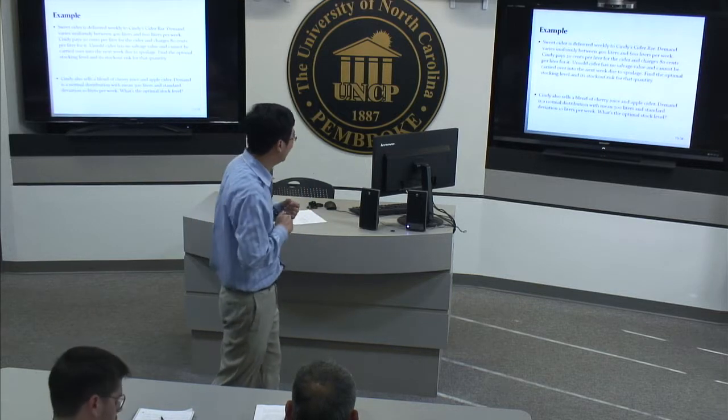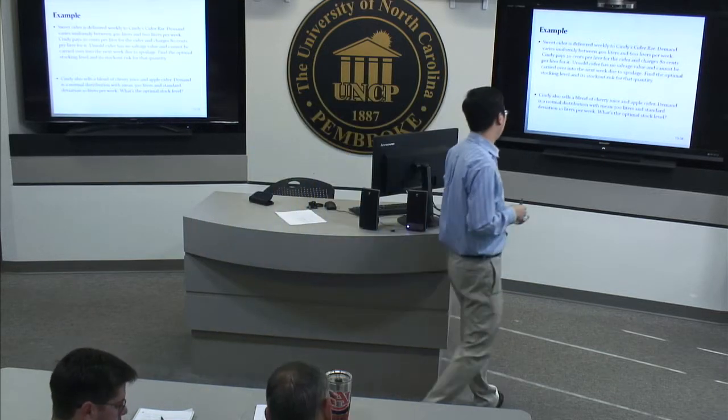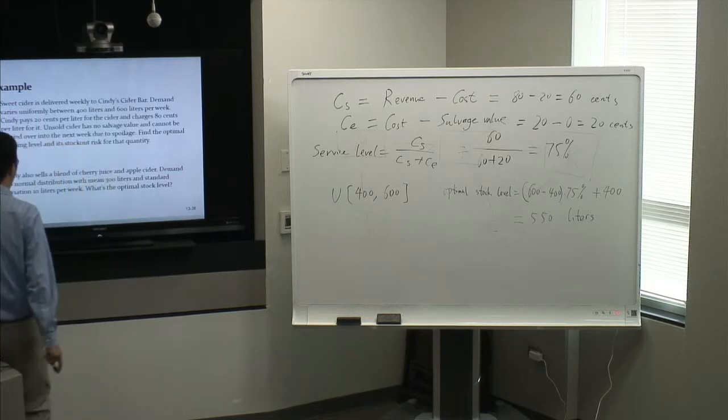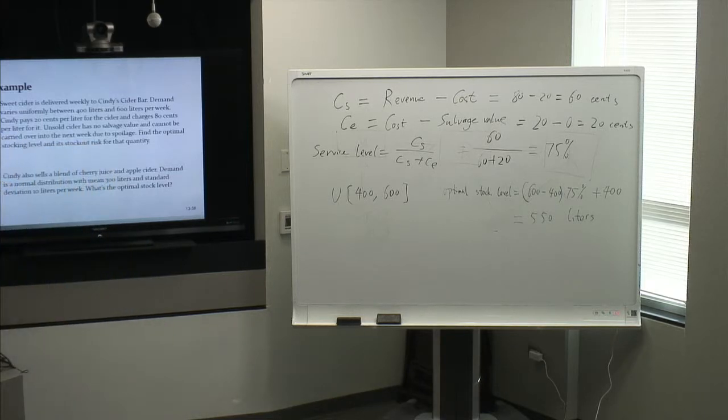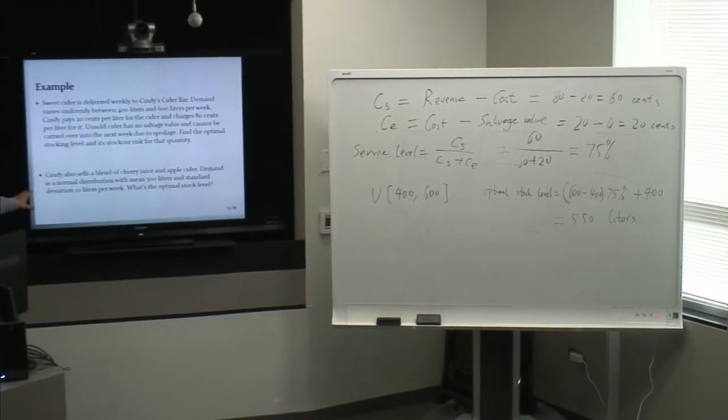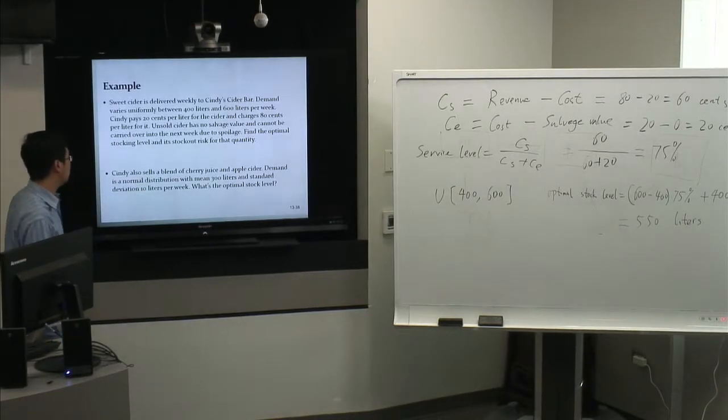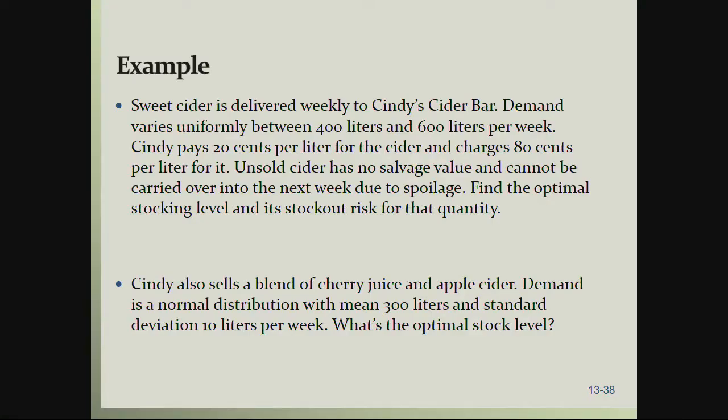Let's deal with the second part. Cindy also sells a blend of cherry juice and apple cider. Demand is a normal distribution with mean 300 liters and standard deviation 10 liters per week. What is the optimal stock level?